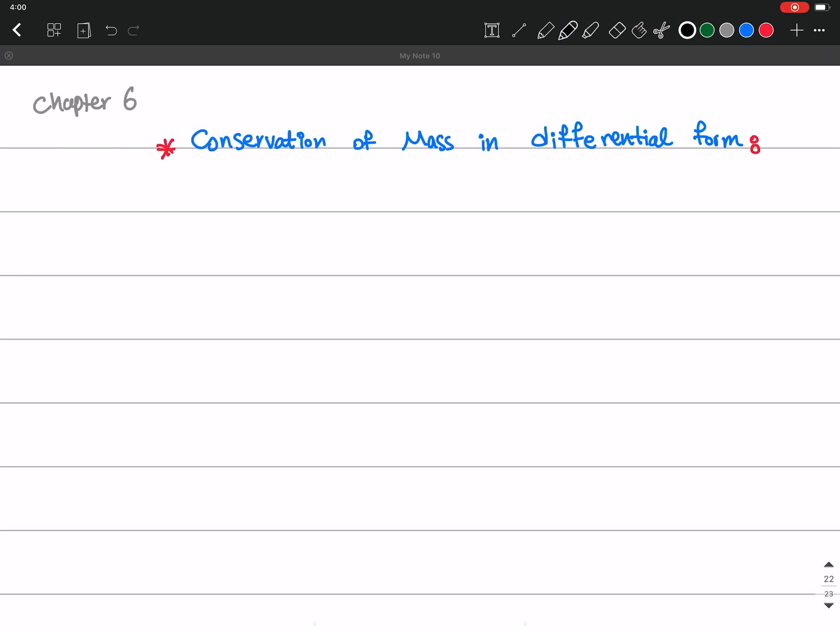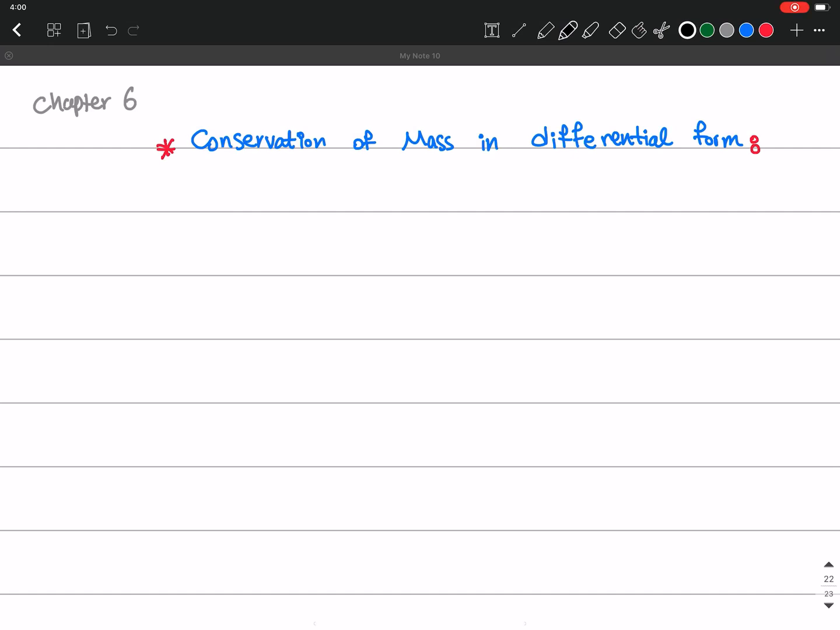Okay, so in this session, I'm going to cover the conservation of mass in differential form. So far, what we learned about conservation laws were all in the integral form, but they also have a differential form, and here I briefly mention how we can convert those integral forms into differential forms.